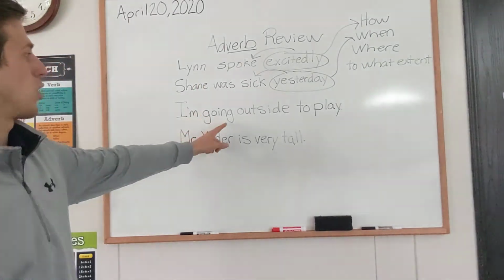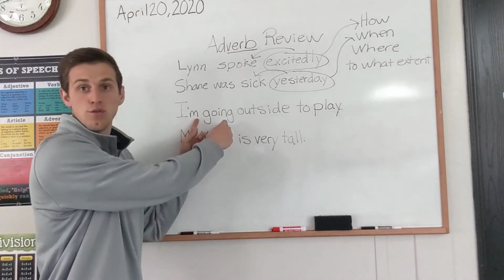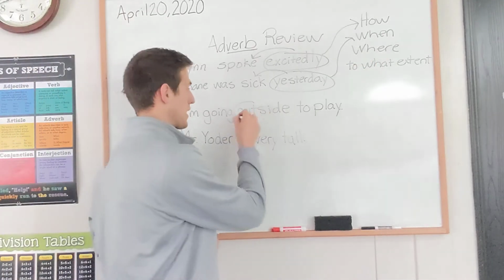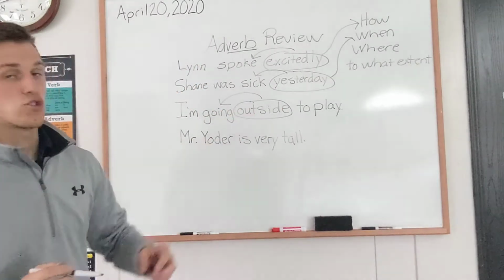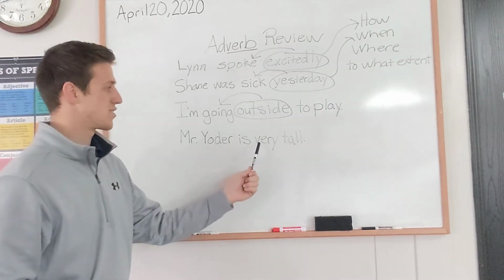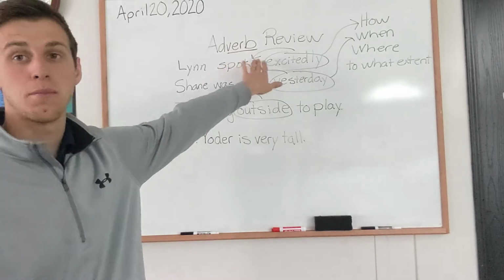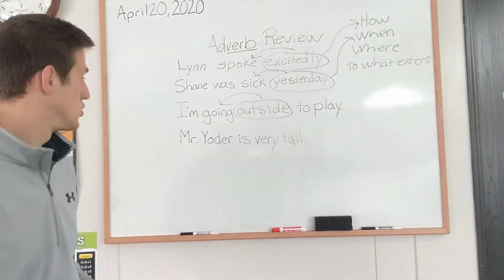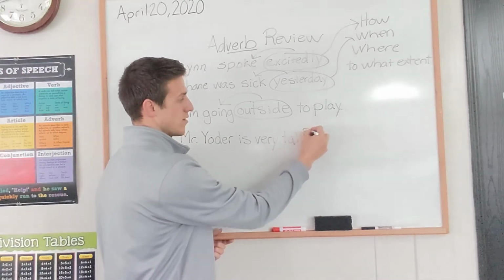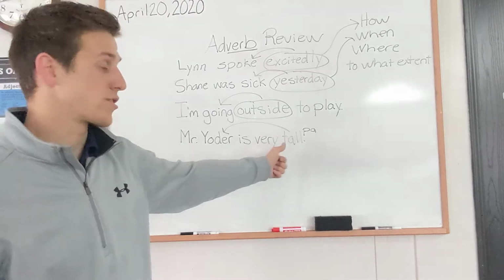Now the next one, I'm going outside to play. So here's our subject, I, and then am going is our verb, and then I am going where? Outside, right? I'm going outside, so here's our adverb describing where you're going. Now the last one, to what extent? So let's listen to this one. Mr. Yoder is very tall. So remember, adverbs don't only modify verbs, but they can also modify adjectives. So here, Mr. Yoder is tall. Here is our predicate adjective that is being linked back to Mr. Yoder, and it's describing Mr. Yoder. It's saying he is tall, all right?